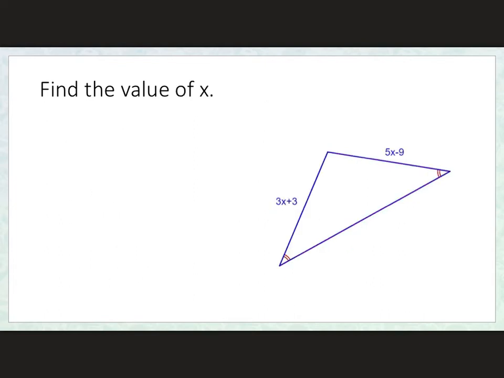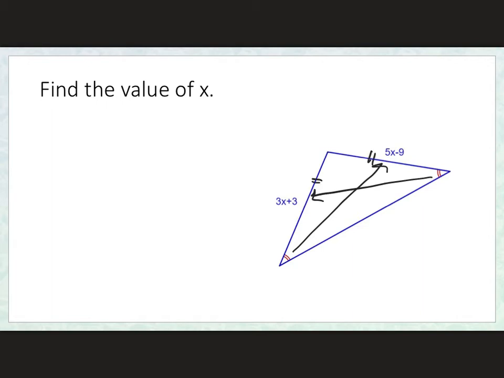Here we have a triangle with two congruent angles. Now, even though we don't know the lengths of either of the sides, I know this is an isosceles triangle because the two congruent angles are the base angles, and the sides opposite them have to be congruent to each other.